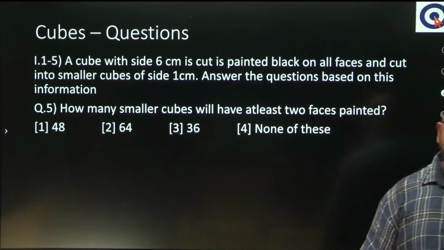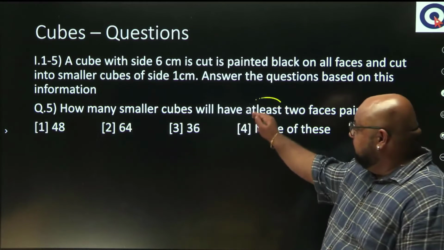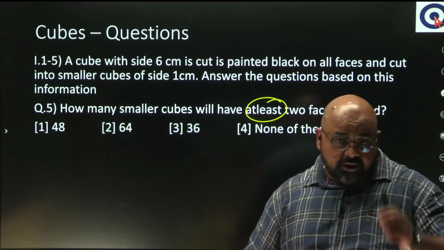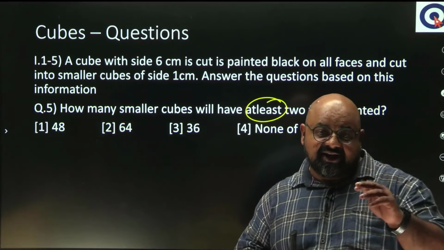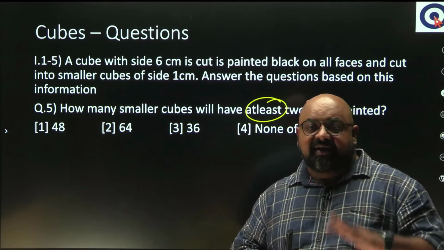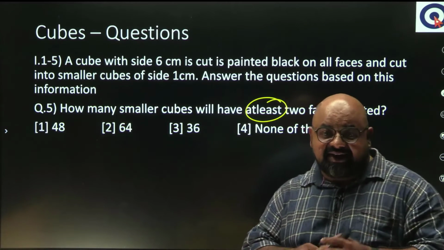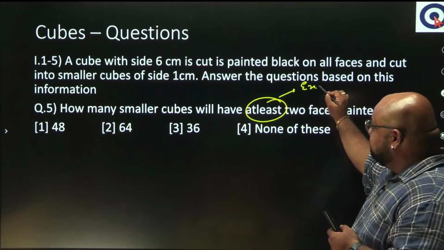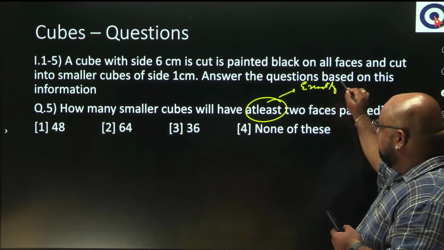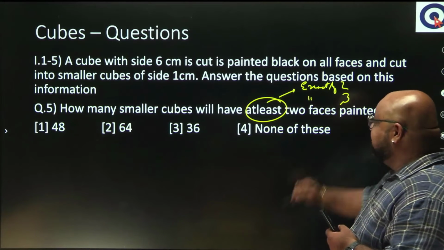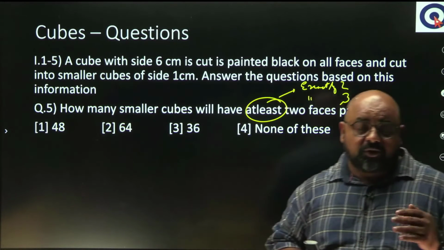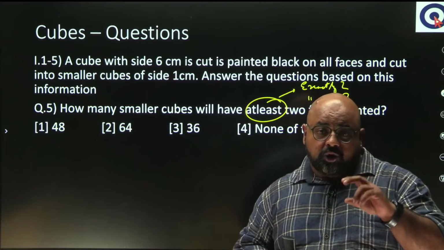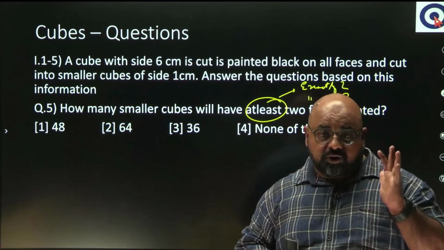How many smaller cubes will have at least 2 faces painted? Till now we were talking about exactly 3 faces, exactly 2 faces, exactly 1 face, no face painted. When I say at least 2, that means the cubes which have exactly 2 faces painted will be counted, and the ones which have exactly 3 faces will also be counted. Because I am looking at the cubes which have 2 or more, at least 2, right?